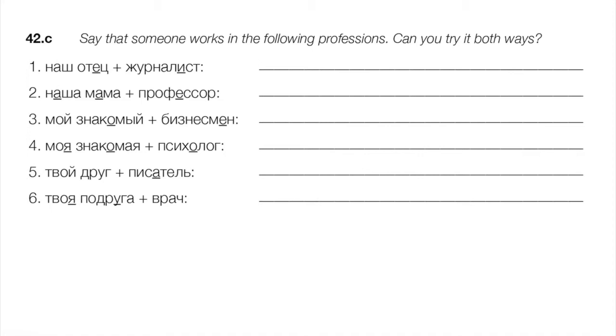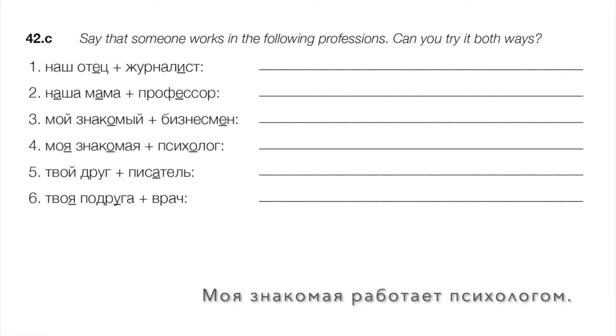Okay, number 3. Мой знакомый, my acquaintance is a businessman. Мой знакомый бизнесмен, or with the instrumental, мой знакомый работает бизнесменом. Number 4, and by the way, the simple using the nominative I think would be more common, right? That's probably what you'd normally say, but we're practicing both in any case. My female acquaintance is a psychologist. Моя знакомая психолог. Или она работает психологом.